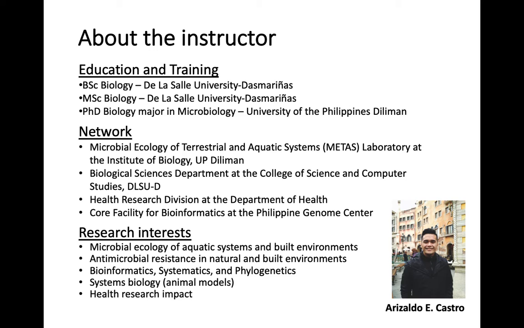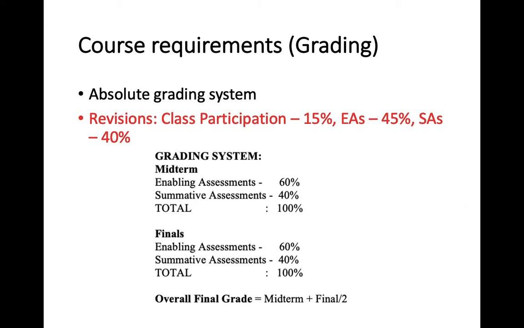Let's now proceed to the next topic. The course requirements. For the grading system, we follow the absolute grading system. So whatever you get for a specific assessment is computed against the total of that assessment, and there's no transmutation happening. So for an enabling assessment that's worth 10 points, if you get 5 points, you get 50% for that enabling assessment.